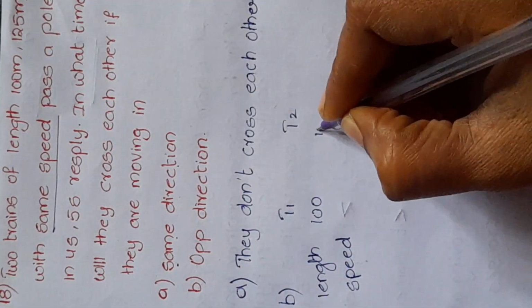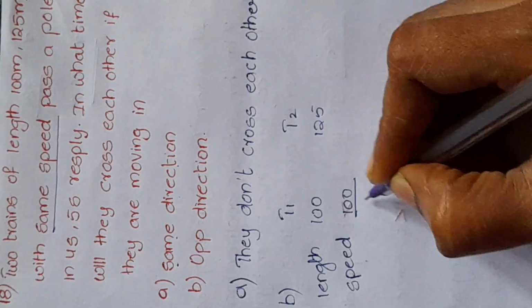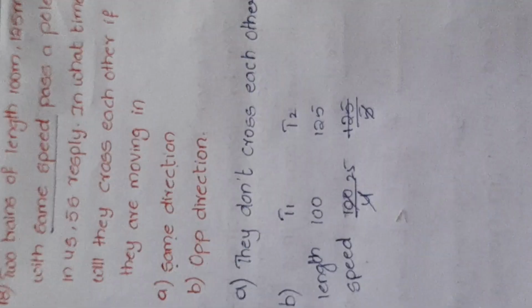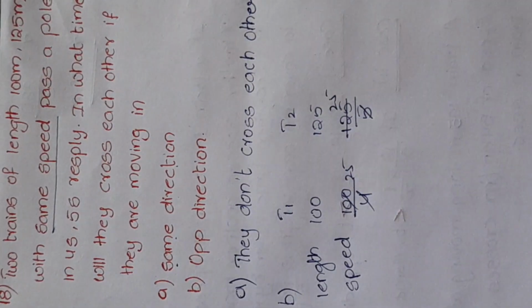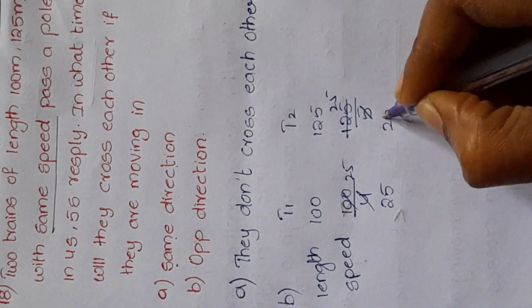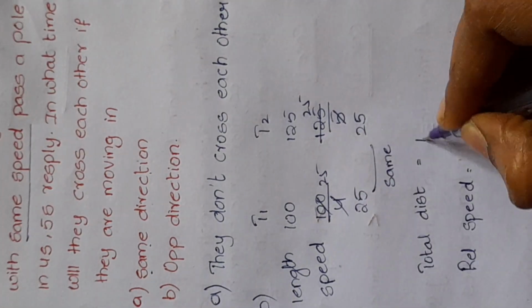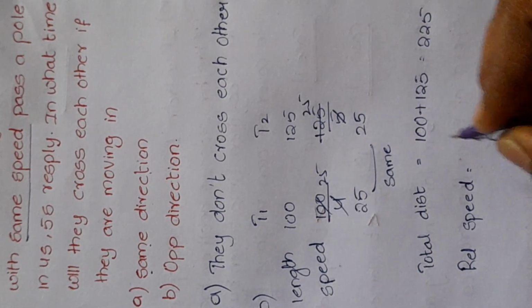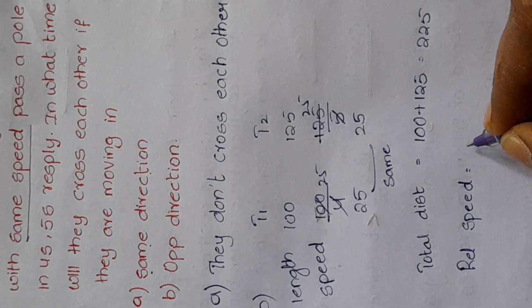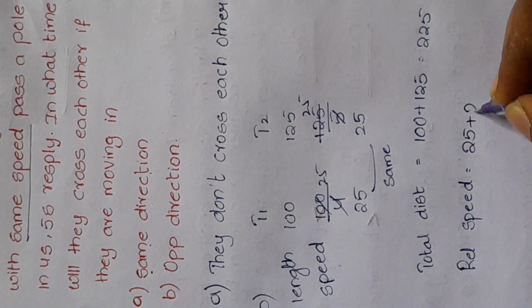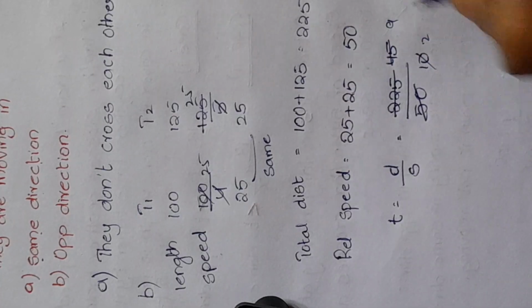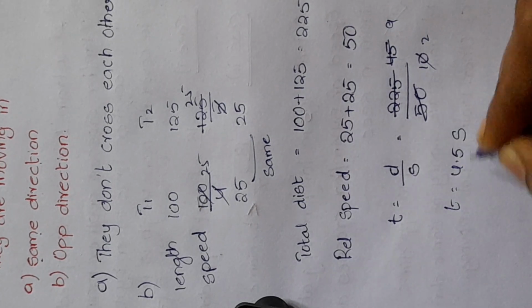Let us solve B. Length is given as 100 meters and 125 meters. Now the speed becomes 100 by 4 seconds, that is 25, and here 125 by 5, that is 25. Both the speeds of the trains are the same. The total distance becomes 100 plus 125, that is 225. The relative speed, as both are moving in the opposite direction, is the sum of the speeds, that is 25 plus 25 becomes 50. We know that time is equal to distance by speed. So time is 4.5 seconds.